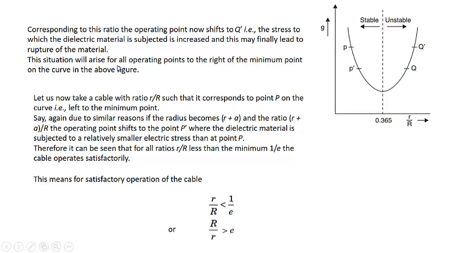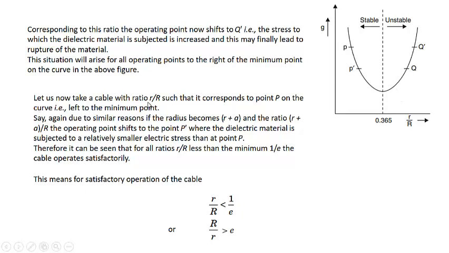This situation will arise for all operating points to the right of the minimum point of the curve in this figure. So the points which are to the right side of the minimum point in the curve, we can call this area an unstable region.